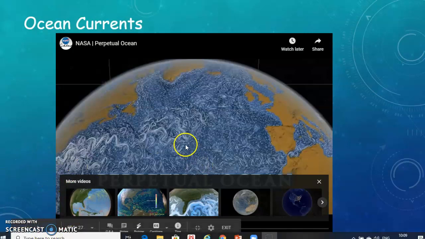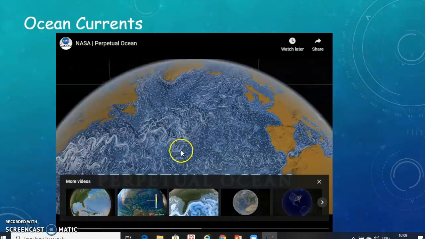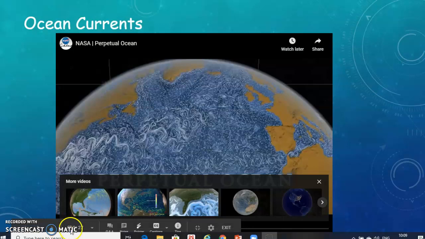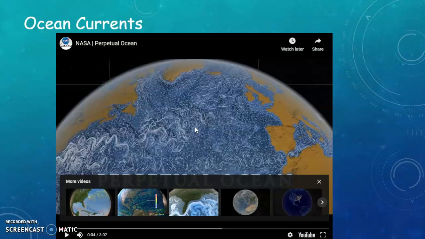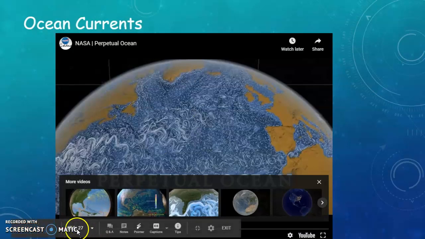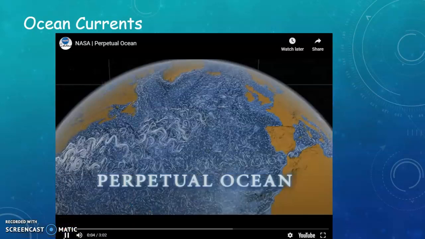Good morning, everyone. So today, as you can see, we're going to have a look at some ocean currents, and we're going to start by having a look at this video by NASA showing the perpetual ocean currents. Now you might wonder what's meant by that. What's a perpetual ocean current?